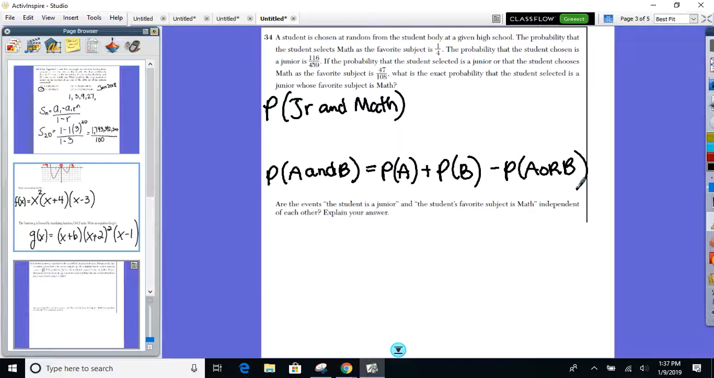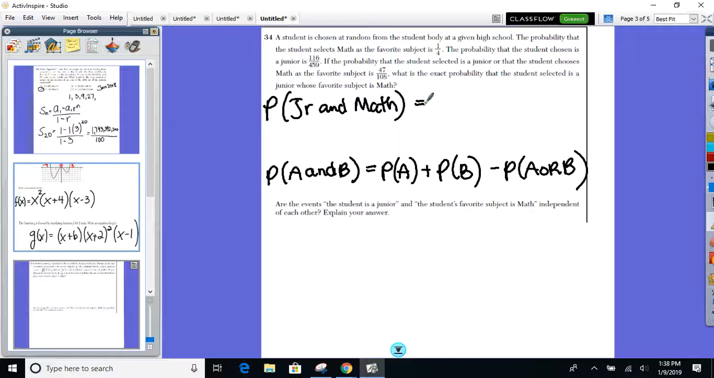And if you want to make a note on your formula sheet there, these two here, A or B and A and B, they can be interchanged. So if you needed to find A or B, you would just subtract the and instead. Okay, these two can be switched if you need it. All right, let's go back to the problem now. Keep that sheet out. You're going to need it in a second.